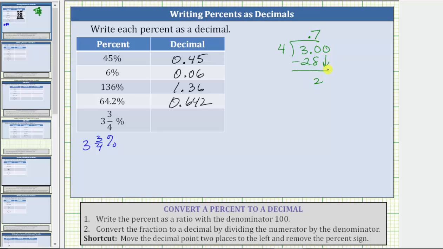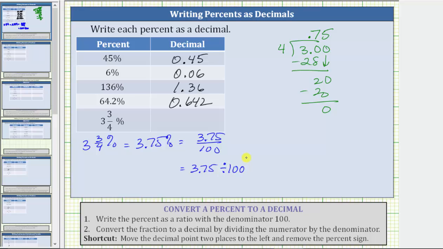Add another 0 and bring it down. Determine how many 4s in 20, which is 5. 5 times 4 is 20. Subtract, the difference is 0. 3/4 is equal to 0.75, which means 3 3/4% is equal to 3.75%, which as a ratio is equal to 3.75 over 100, which as a quotient is equal to 3.75 divided by 100. But again, instead of dividing by 100 here, we will use the shortcut.